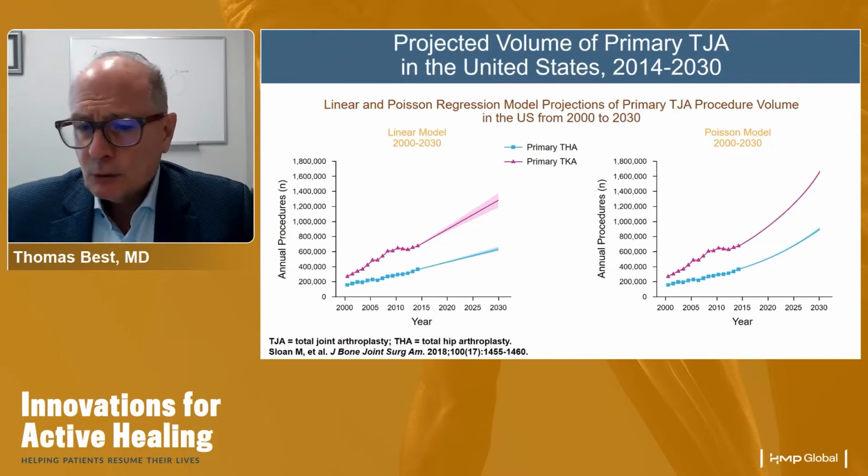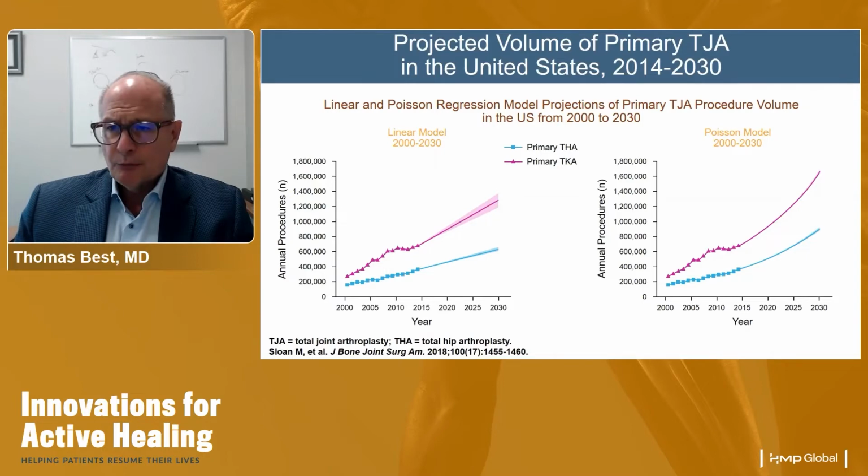Well, this study was then taken one step further, and again, this was published in the Journal of Bone and Joint Surgery in 2018. And what this study did is looked at, again, some aggregate data and then did some computer modeling using 2 different approaches. One is what's called a linear regression approach, and the second one is what's called a Poisson's regression model projection. And as you can see here, total hip arthroplasty is in blue, total knee arthroplasty is in pink. And what we can see here, again, these are aggregate data projecting out to the year 2030, and you can see the rapid increase that continues to be projected, both looking at hip and knee arthroplasty.